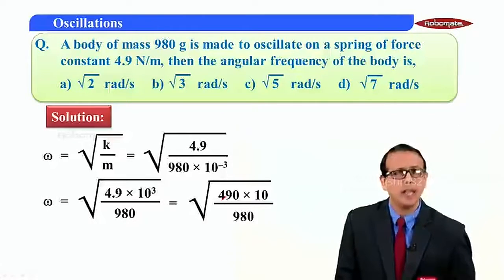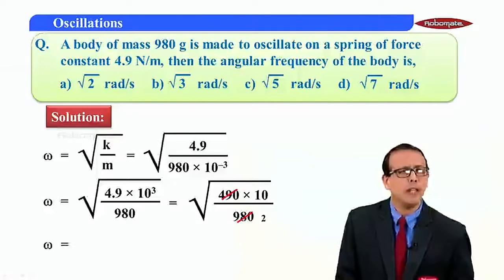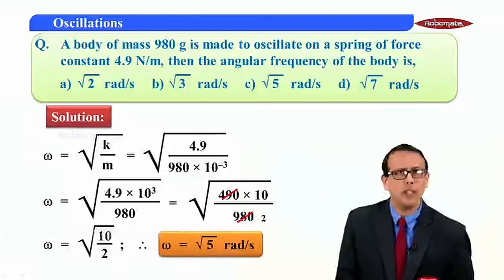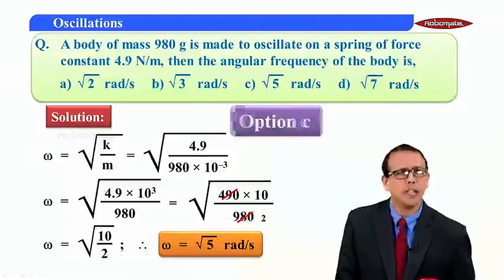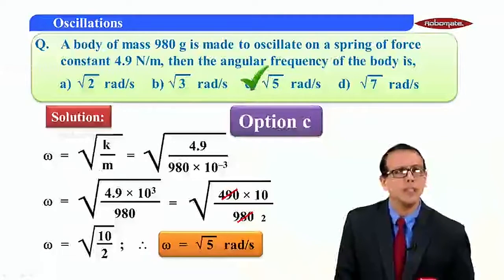Advantage I get is I can straight away cancel: 490 into 2 is 980, and therefore the next step, omega is equal to root of 10 upon 2, which is nothing but root 5, and therefore the answer for this question is root 5 radians per second. That is nothing but our option C.